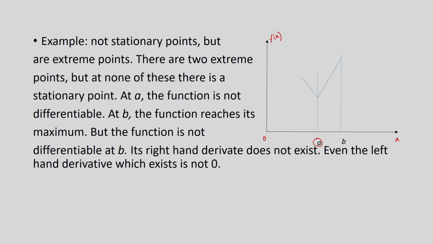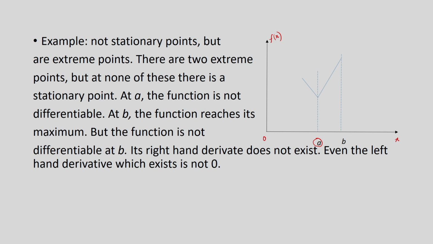At A the function is not differentiable, as you can see there is a kink point here. In the previous module we discussed that if you have a kink point, then the function is not differentiable there, because the left hand derivative and the right hand derivative are not equal. So, at A it is not differentiable. If it is not differentiable, then you cannot talk about f dash of x becoming equal to 0.